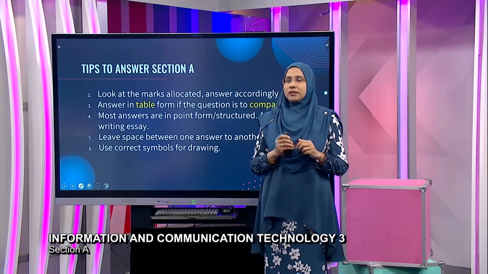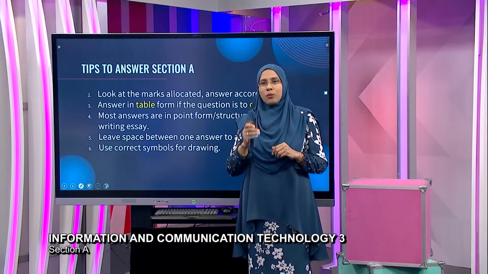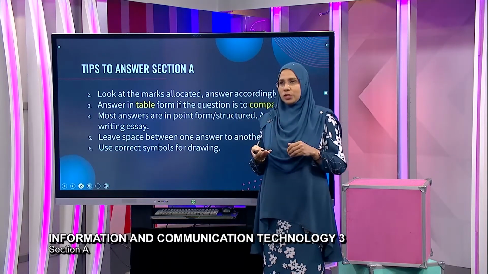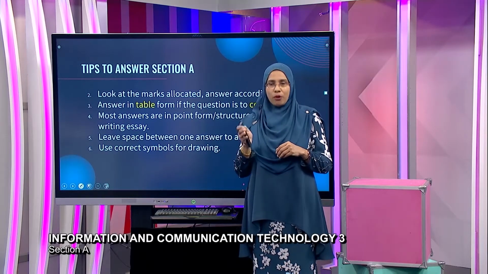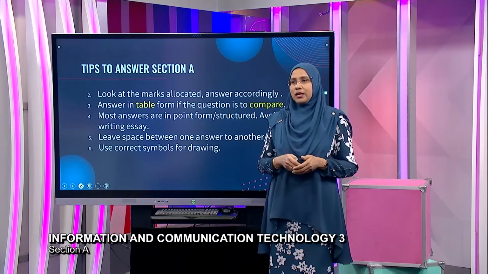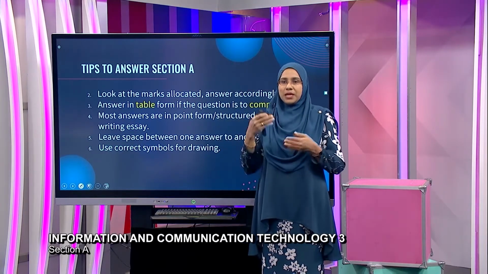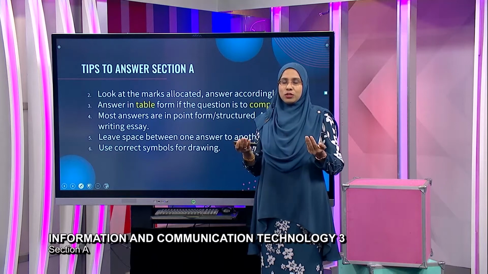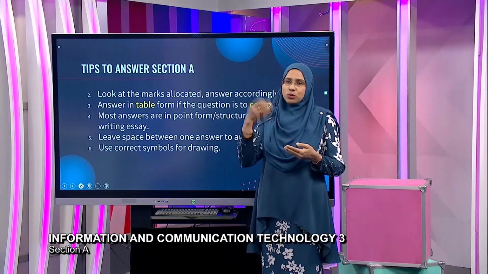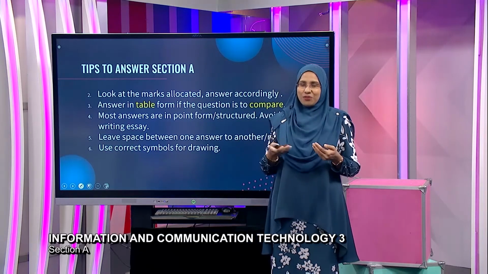Tip number 4: most answers are in point form. Remember, the ICT paper is only 1 hour and 30 minutes, so don't waste your time. Write in point form or a structured type of answer, and avoid writing essays. Next, from one question to another, please leave some space. You can ask for more paper if you have finished using all the pages, so don't try to save paper.